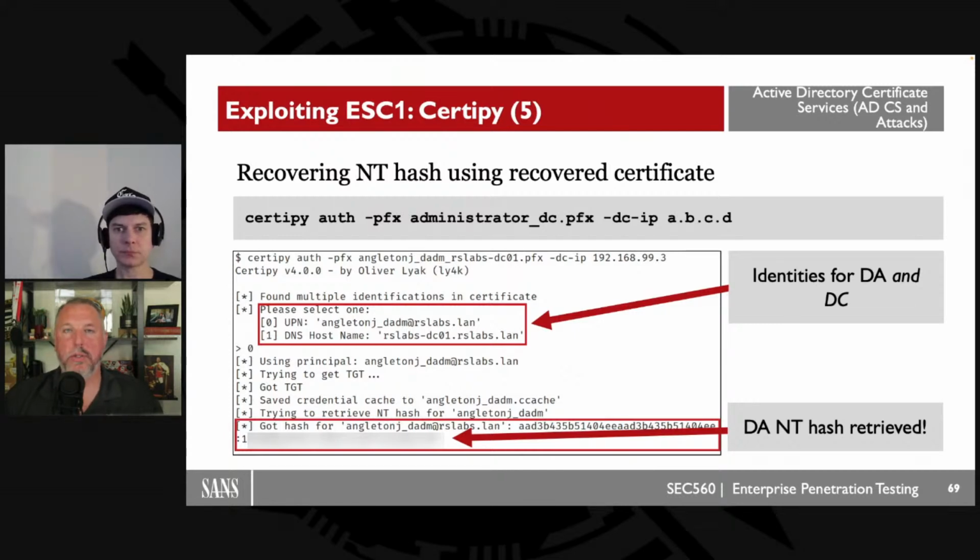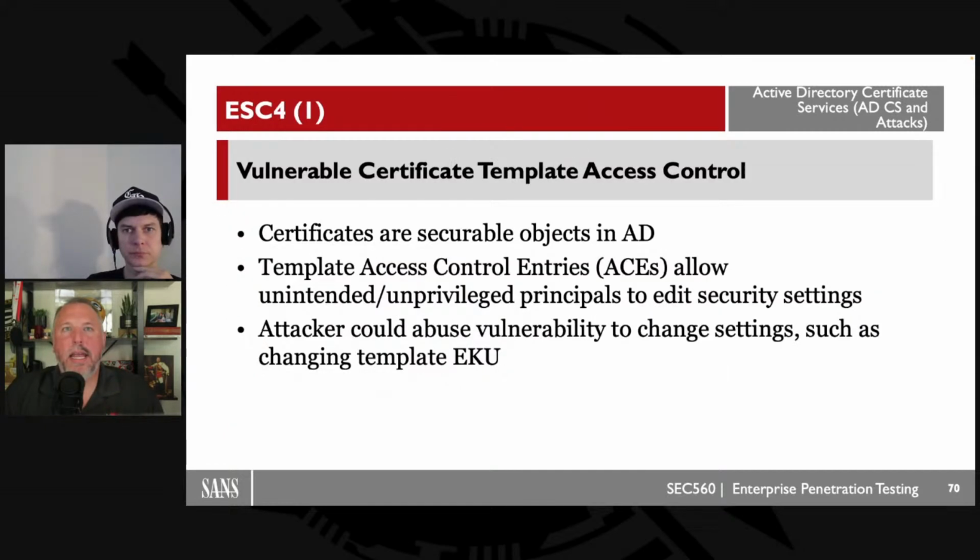I can also use that hash to request things like a ticket granting ticket and use Kerberos for authentication to these services as well. So that's ESC1. ESC4 here is kind of the same as the first one in a way. The real issue here is the permissions on the template allow anyone to edit the security settings, which you're probably thinking, well, yeah, clearly that one is bad, right?